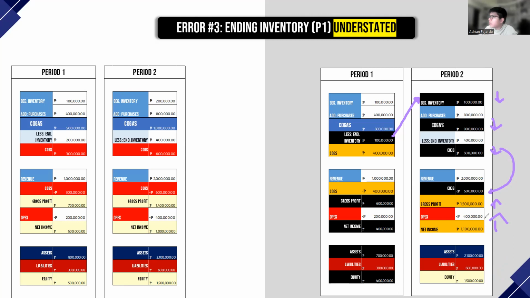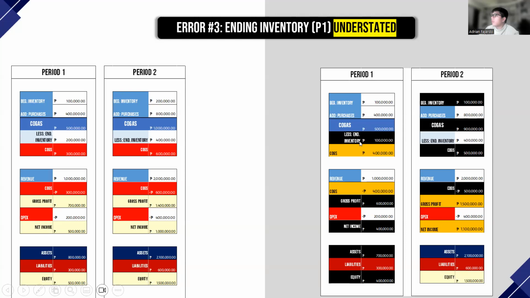Why does it self-correct? If you can notice, your net income is understated by 100,000 here, but overstated by 100,000 here. So they just offset, which is why your equity will still be okay. So that is the effect of an understated ending inventory. In summary, this is what happens.